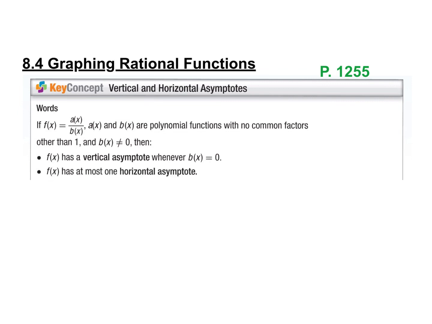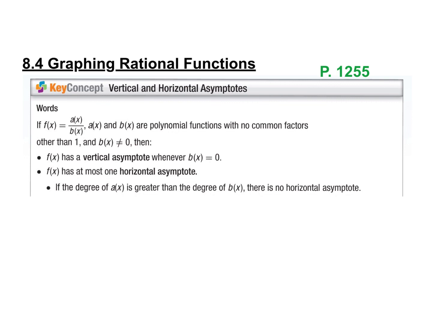But here we get into some new stuff. f of x will have at most 1 horizontal asymptote, which is the same as when we looked at reciprocal functions; there was only ever 1 horizontal asymptote. However, instead of just looking to the outside of the fraction to see where the horizontal asymptote is, we have to look at the specific cases depending on what a of x is, whatever the numerator is, and whatever the denominator is. And those cases have subcases.